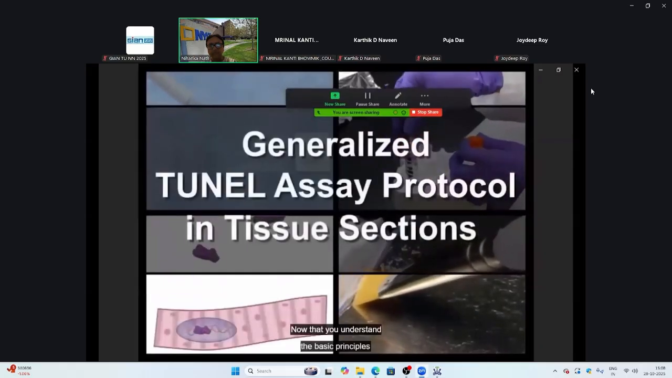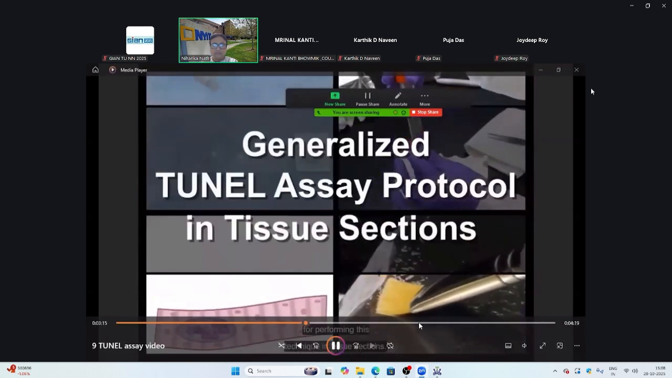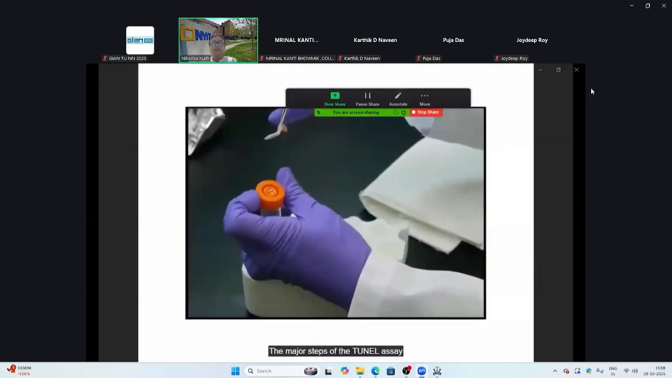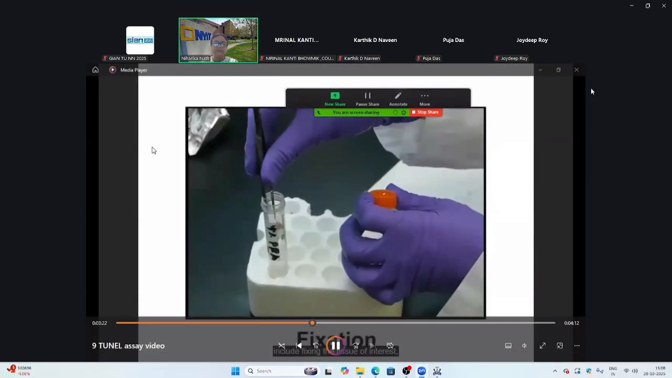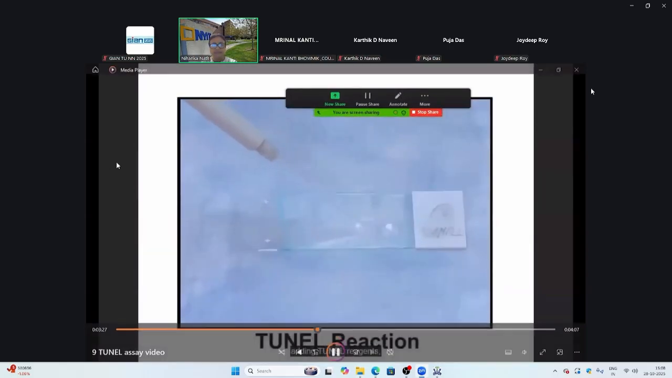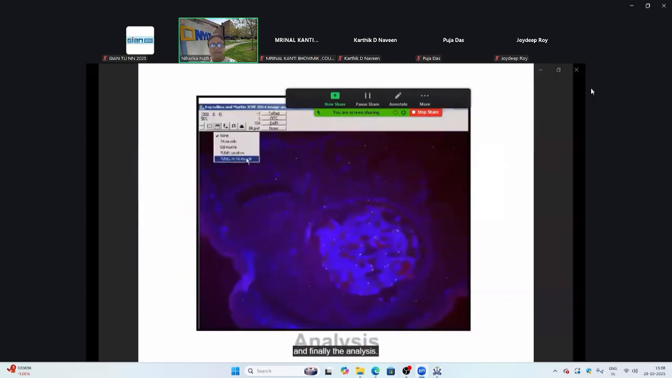Now that you understand the basic principles and concepts behind the TUNEL assay, let's outline a general protocol for performing this technique in tissue sections. The major steps of the TUNEL assay include fixing the tissue of interest, permeabilization of the tissue, adding TUNEL reagents, stopping the TUNEL reaction, and finally, the analysis.